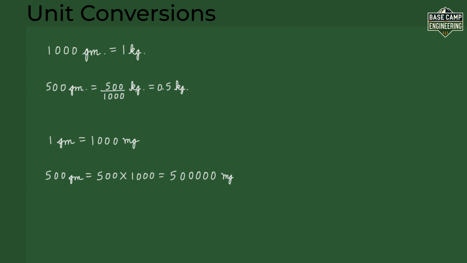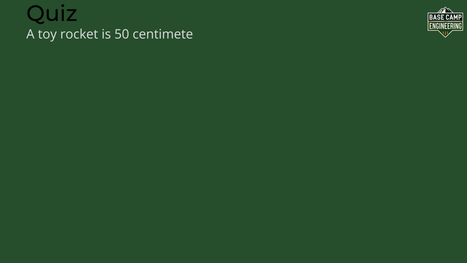No matter what the instruction says, they are like a translator for measurements. They make sure everyone speaks the same language, whether it's length, time, or weight. Engineers use conversions to make their designs perfect. Let's test what you learned with a quiz. A toy rocket is 50 centimeters tall. How many meters is that?